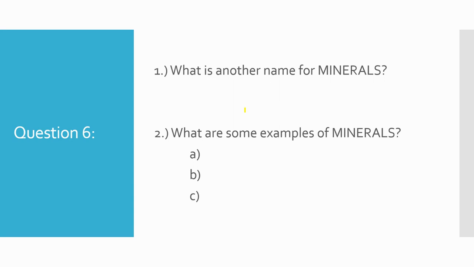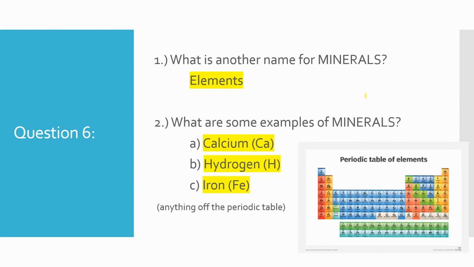So here's our first question for this objective. Another name for minerals, and then what are some examples? Well, minerals are also elements, and you could put anything that's on the periodic table here. So, you've got sodium, potassium, calcium, iron, pretty much anything that's over here, you could list here.